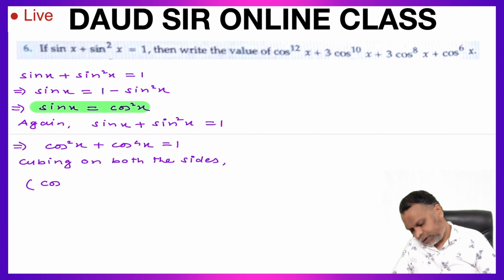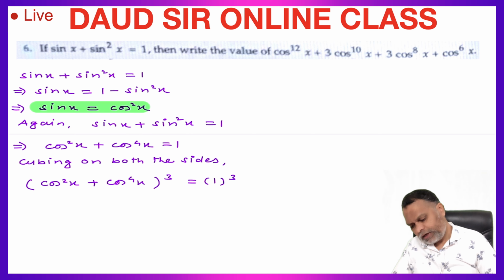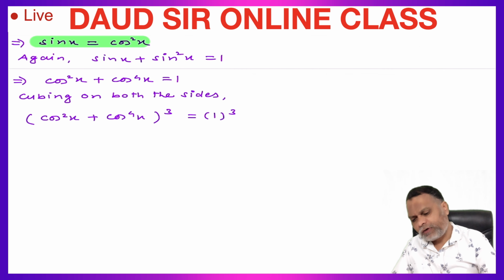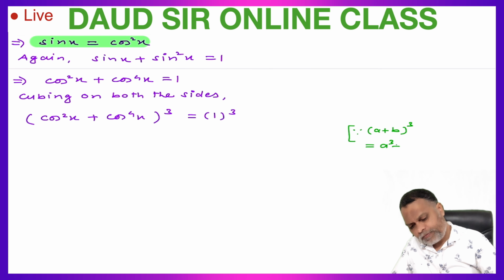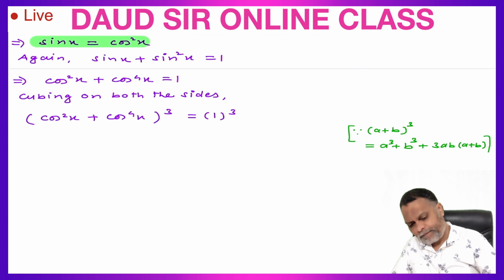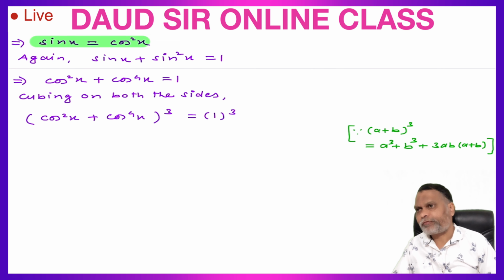So this is (cos²x + cos⁴x)³ = 1³. Here apply the identity (a + b)³. You know (a + b)³ is equal to a³ + b³ + 3ab(a + b). This identity we can apply here.